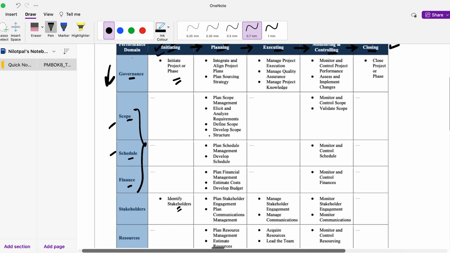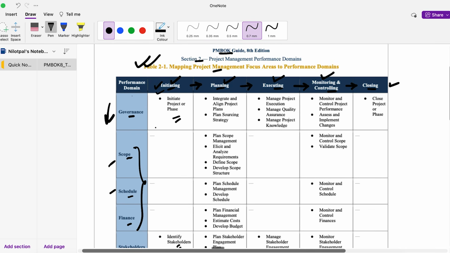Now going into the individual elements, if we talk about governance, or scope, or schedule, let's first understand the best process to memorize or learn these individual tasks within these performance domains. To do that, first you need to understand this concept called PDCA. I hope many of you know this.